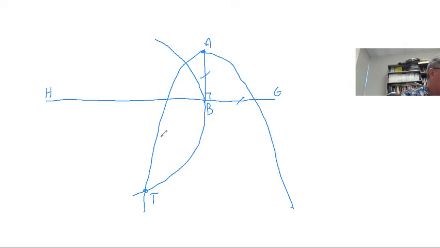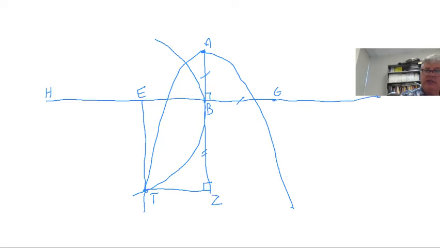Okay, so then what are we going to do? We're going to extend AB. We're going to construct a rectangle here. So we extend AB to Z. Here's our rectangle, and then we have our rectangle here. Let's call that E. Okay, and next we're going to extend G to D such that GD is equal to BZ.